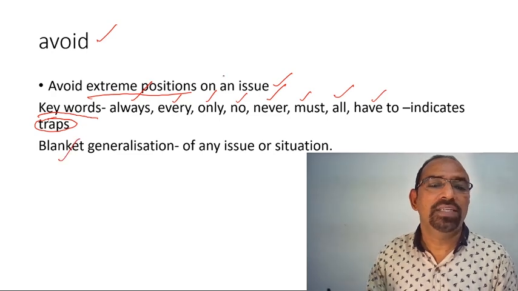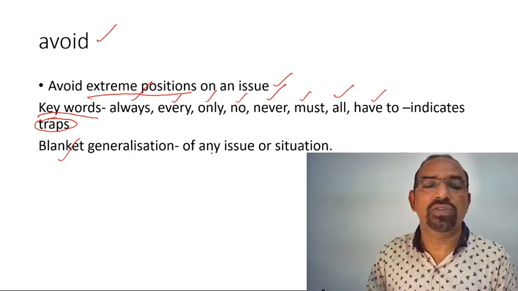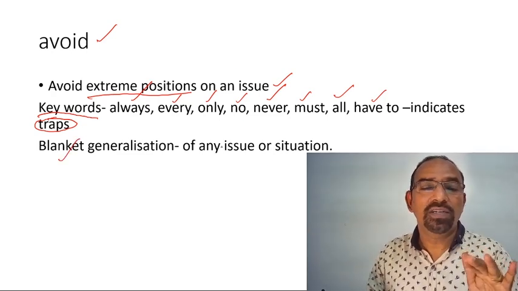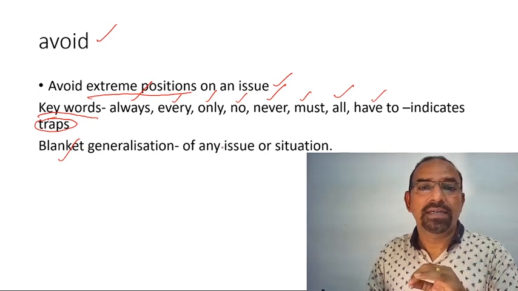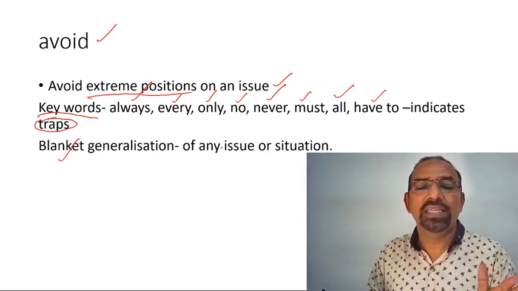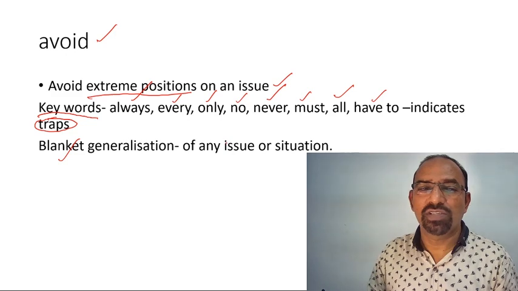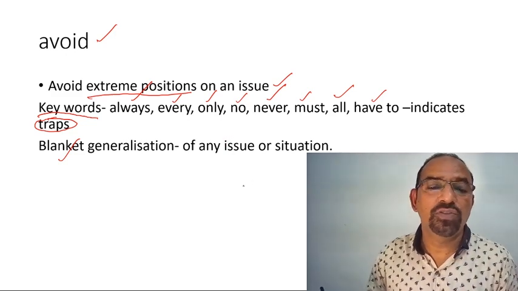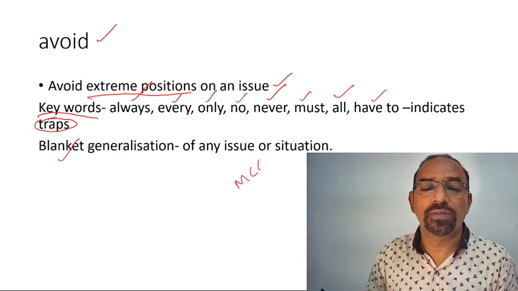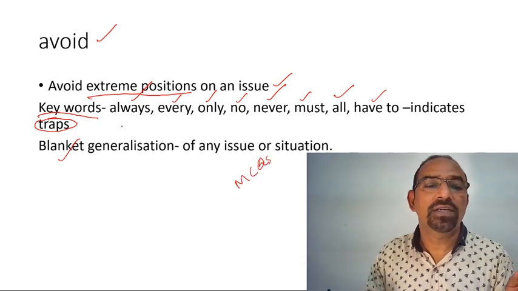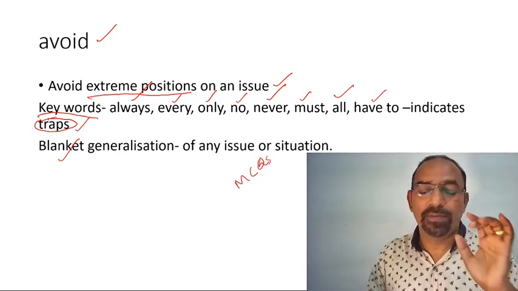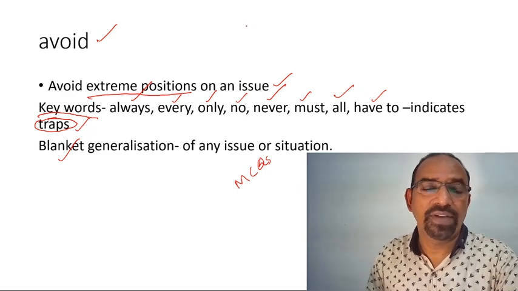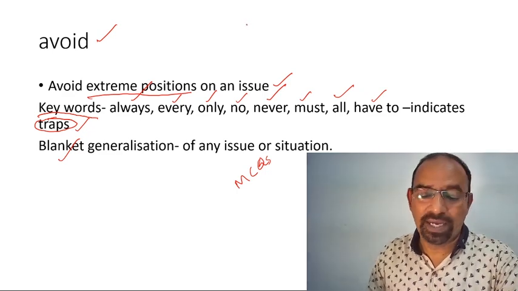Then blanket generalization of any issue or situation. Don't completely generalize an issue or a situation. You have to avoid these, especially when we choose MCQs. These are trap-type options. We have to avoid those answers.